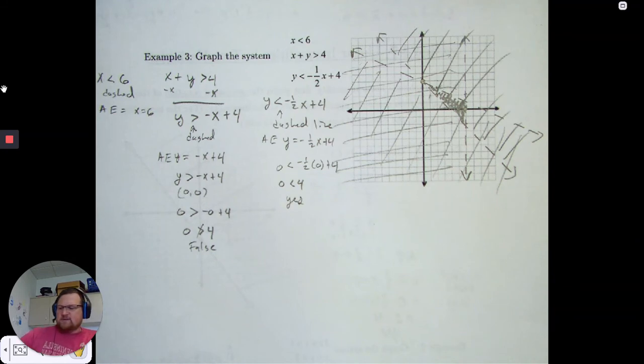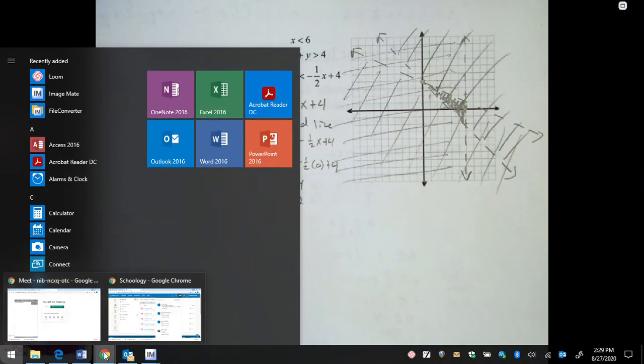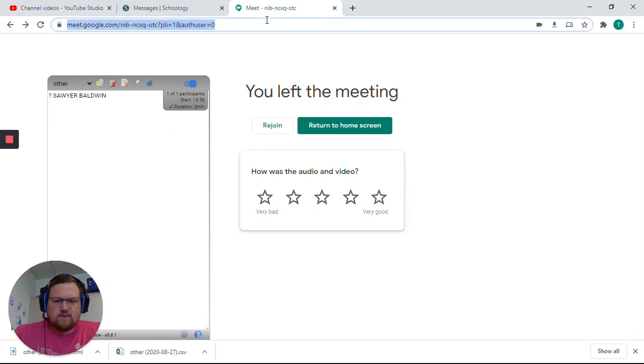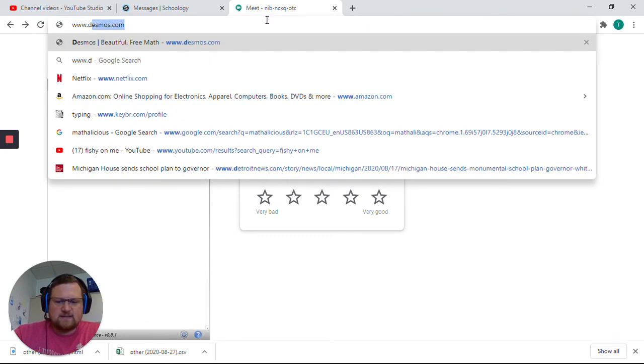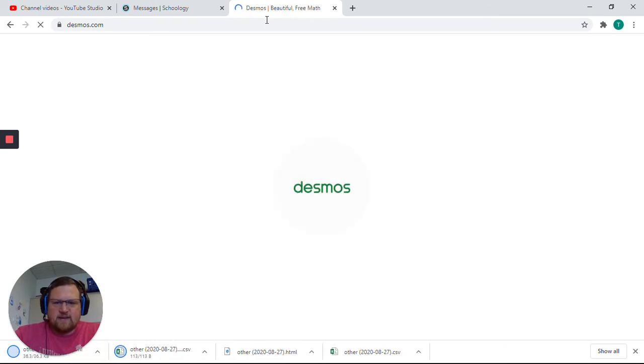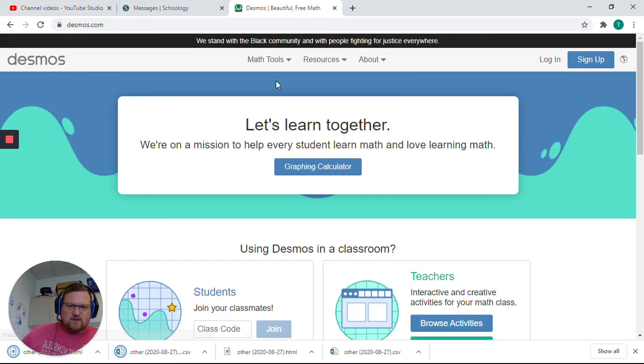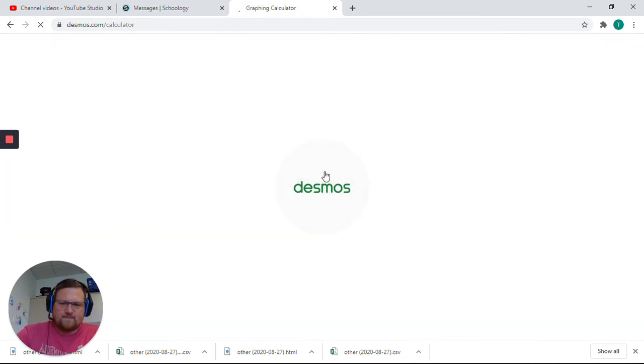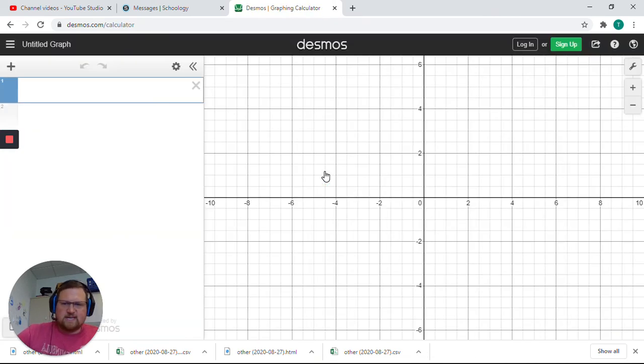Okay, so what I'll do now is quickly bring up Desmos so you can see exactly how this works. If you just bring up a window, you can type in here www.desmos.com. Okay, it brings it right up. The internet's a little slow here, so just go to Graphing Calculator. And for instance, the last one that we just did, you can type in the equations.